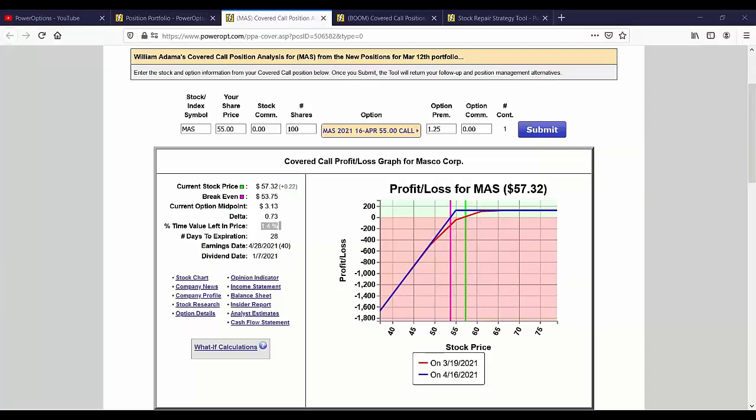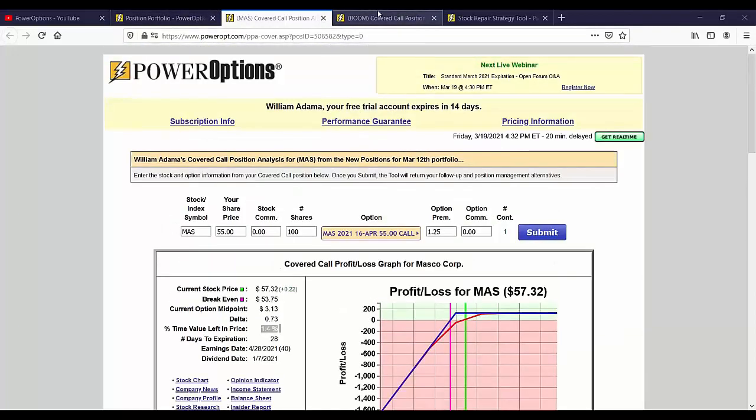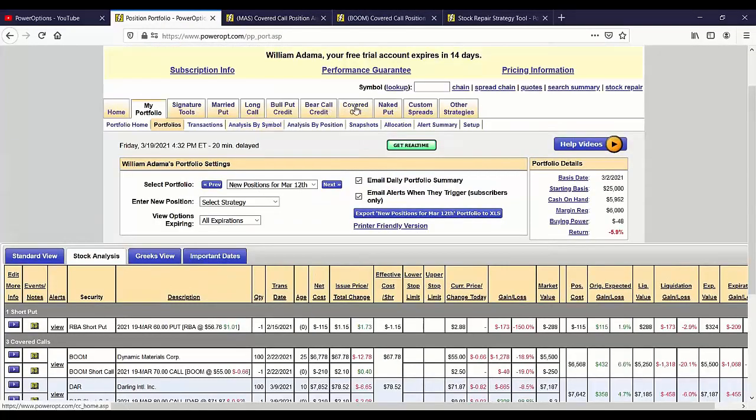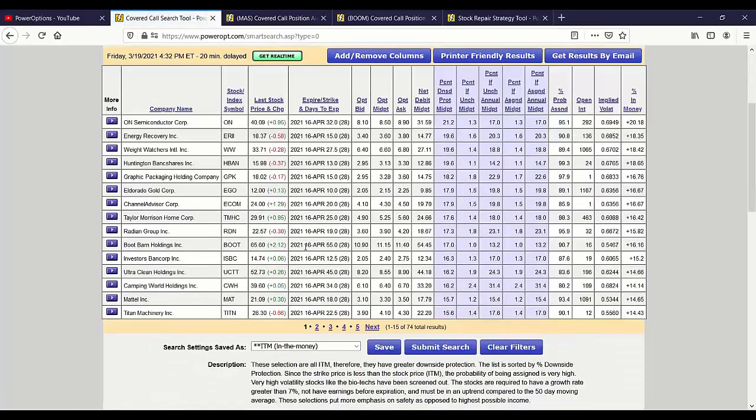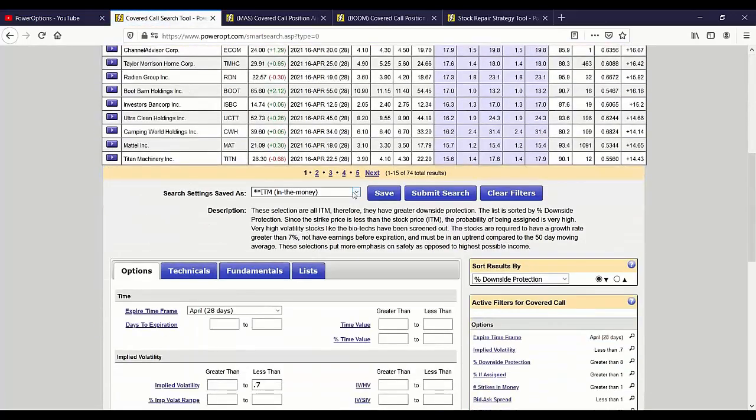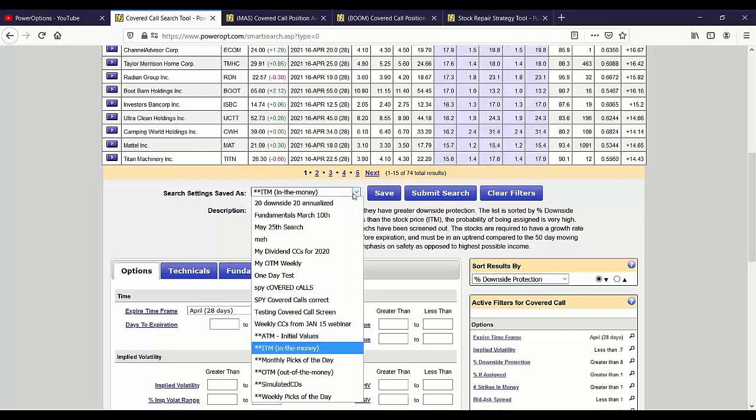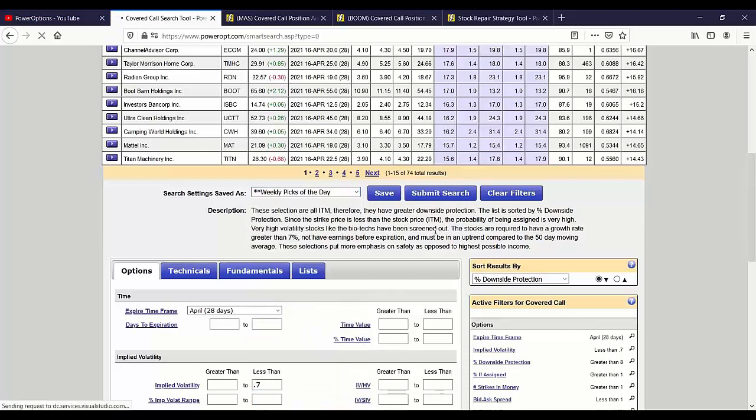Now, also, we have to discuss something else here. If I was doing the weekly covered call screen, let's go back. I'm sorry, out of the portfolio, back to covered calls, and go to the search. If I'm using a weekly where my 7-day out return is only 0.8%, the time value I'm collecting is only 0.8, 0.9% return. Sorry, weekly picks of the day. Let's go there. But some of these might be a little bit higher, of course.